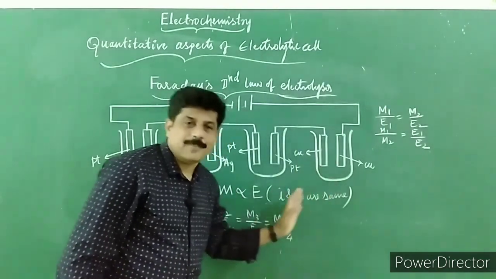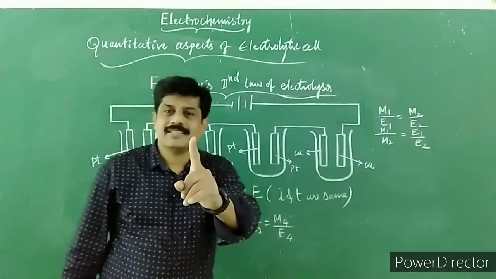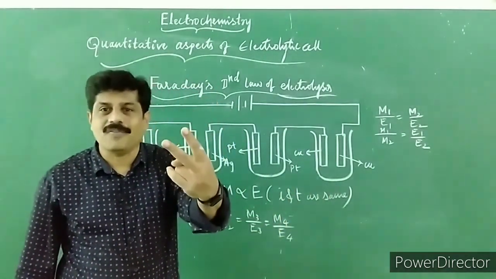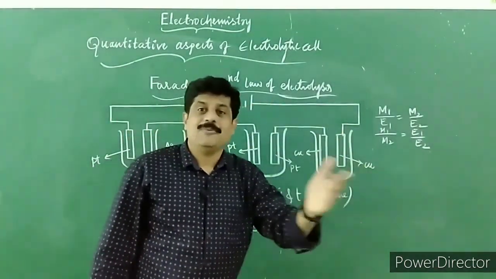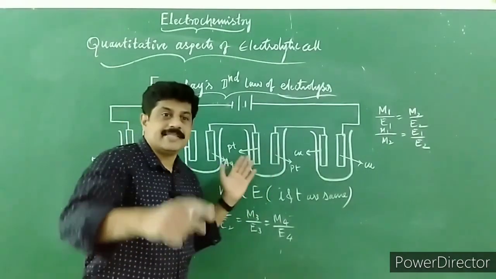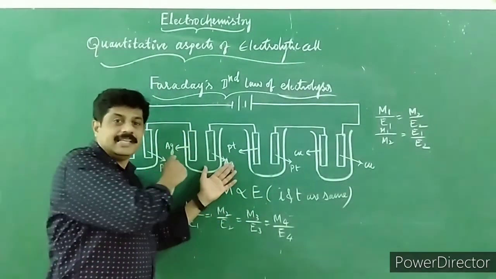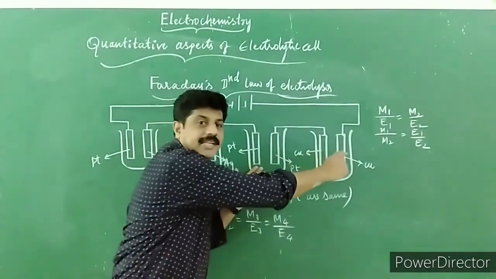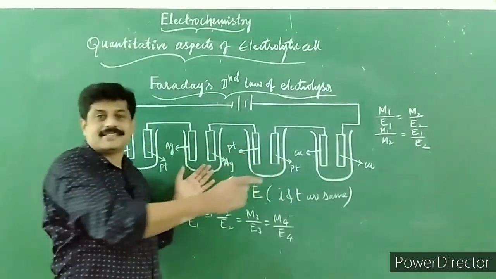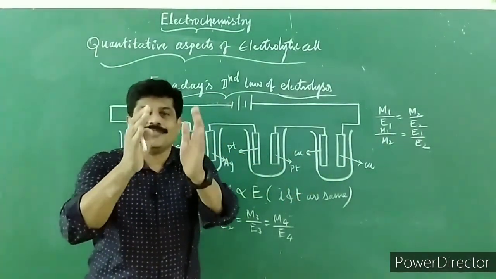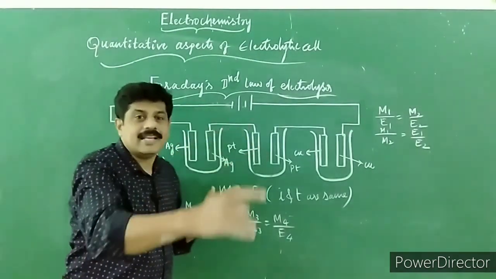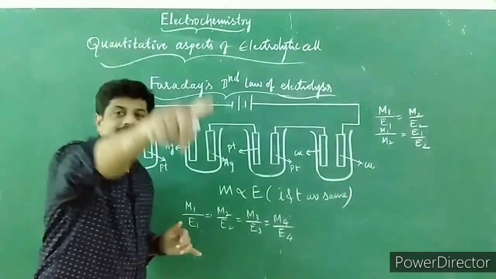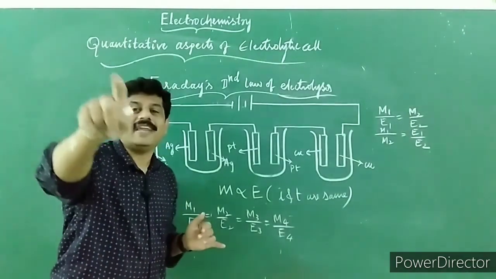Children, based on his observation, what Faraday stated is named as Faraday's second law of electrolysis, which states that when the same amount of electricity is passed through different electrolytes connected in a series, the masses of the substance discharged at the electrode are directly proportional to their equivalent masses or weights.